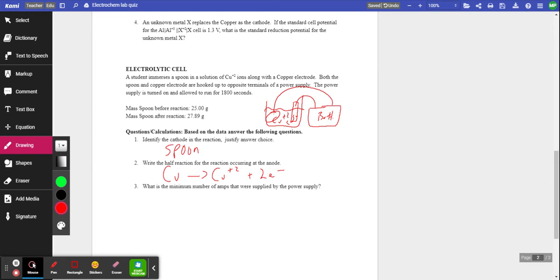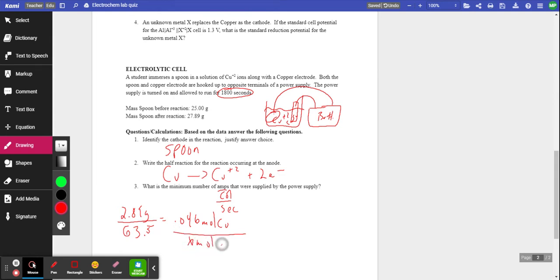What is the minimum number of amps that were supplied by the power supply? So I know the time, and amps is coulombs per second. So if I know the seconds, I've got to figure out the coulombs. I can figure out the coulombs based upon the mass. The mass of the copper plated is going to be 2.89 grams. So divide that by the GFM, which is 63.5. That's 0.046 moles copper.